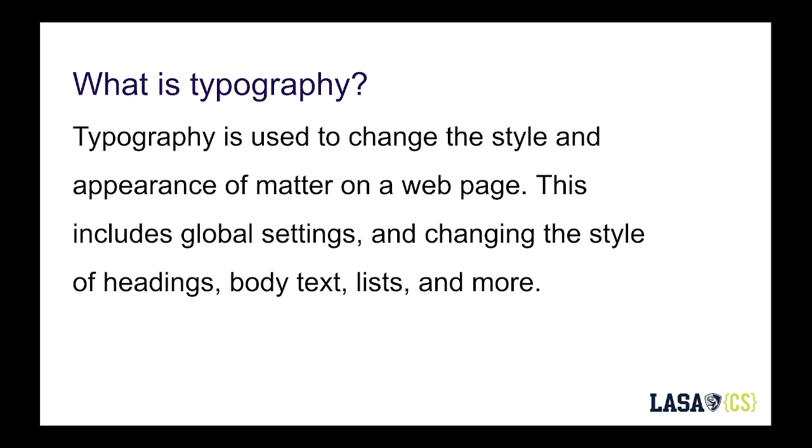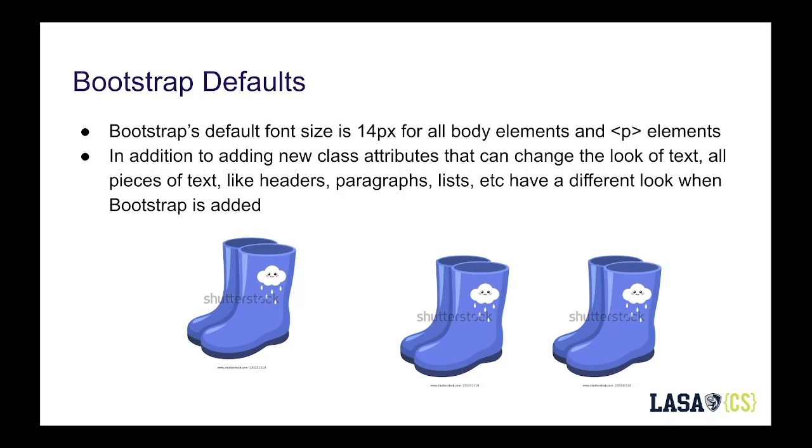Typography is used to change the style and appearance of text on a web page. This includes the global settings and changing the style of headings, body text, lists, and more. Bootstrap's default font size is 14 pixels for all body elements and paragraph elements. In addition to adding new class attributes that will change the look of text, all pieces of text like headers, paragraph lists, and others will have a different look when Bootstrap is added.